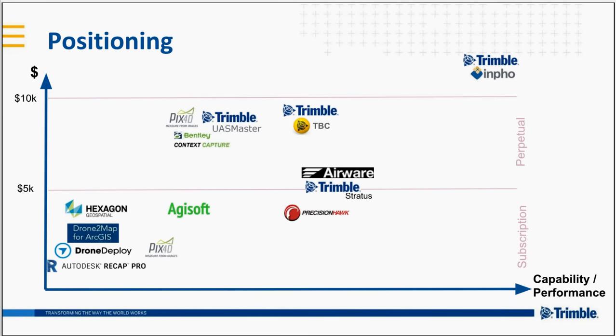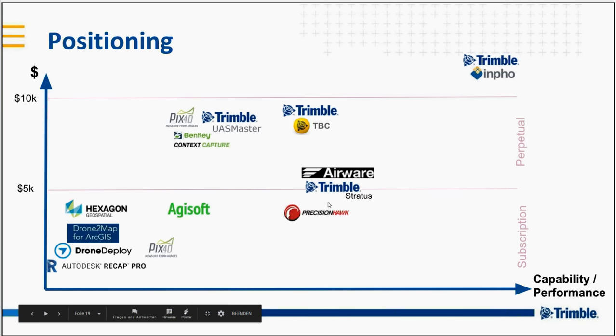In terms of positioning, we want to position ourselves in the top right here. So we know we are the most expensive, but we are also the highest quality type of solution, in a way that we offer our customers the most for their money. You can see the subscription services down in the bottom left, and there are a number of them available at this point. So Trimble Stratus covers that space for us.